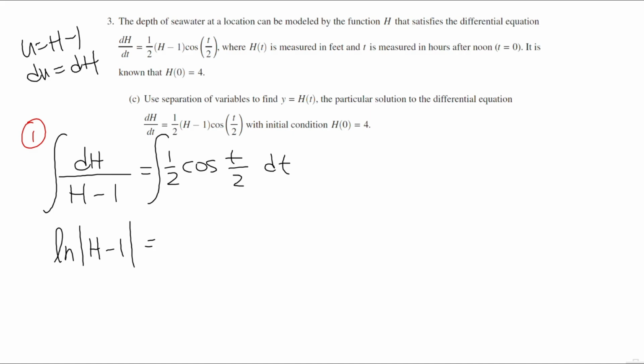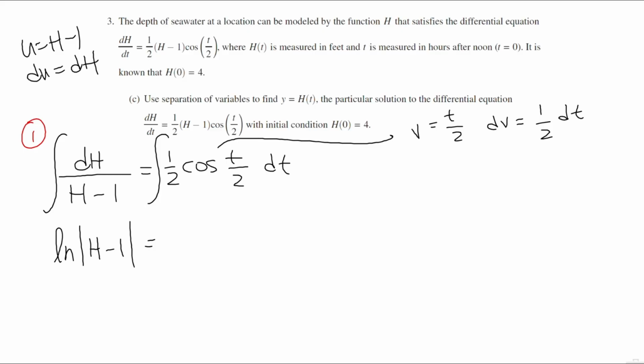So we've got natural log absolute value h minus 1. And then on the other side, it's another fairly simple u substitution, right? If you let u equal t over 2, then du is just 1/2 dt. And really, we shouldn't use u here. We'll call it v since we already used u for the h minus 1.